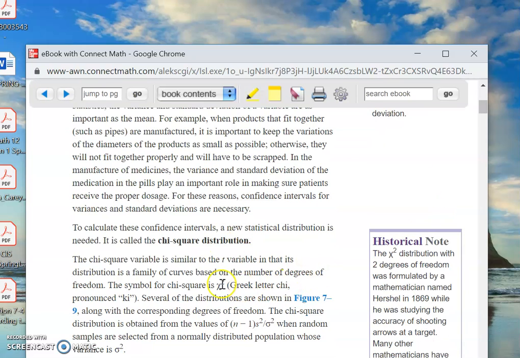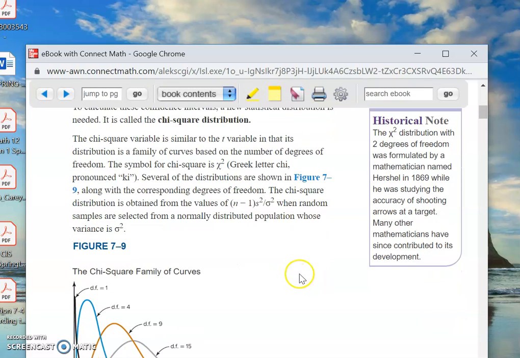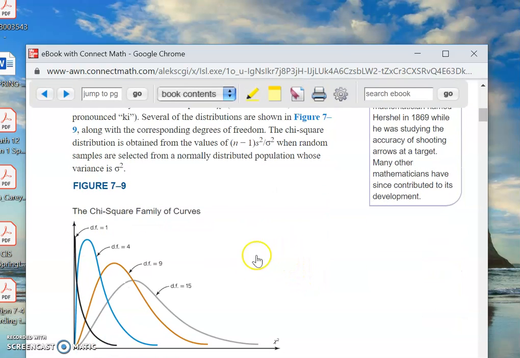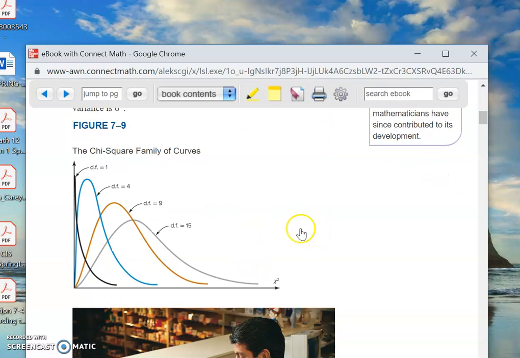Okay, so it turns out that we're going to use this new distribution. It's called a chi-square distribution, and I'm going to discuss that in a little bit of detail in a few moments. The author basically just says, hey, this is it. This is what we use, the chi-square family of curves. Now, this chi-square family of curves, as the name implies, is a family of curves. What it looks like depends upon the degree of freedom. So remember, the degree of freedom is 1 less than the sample size.